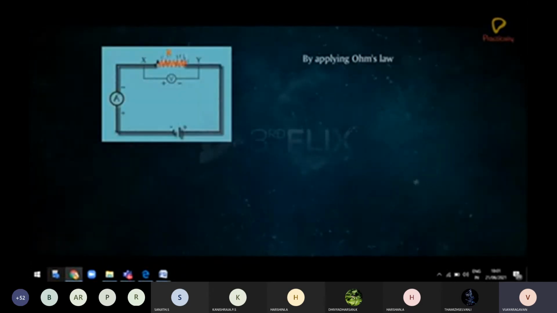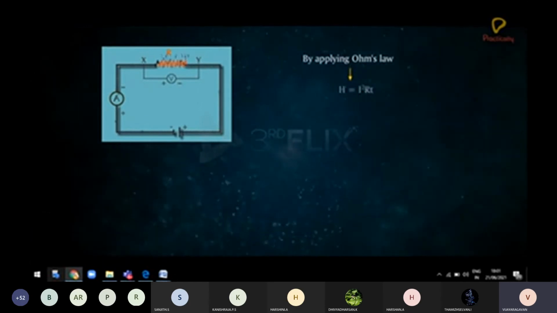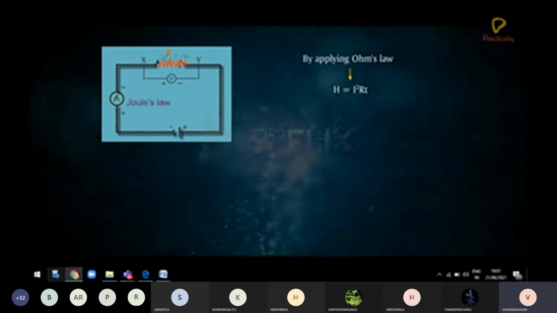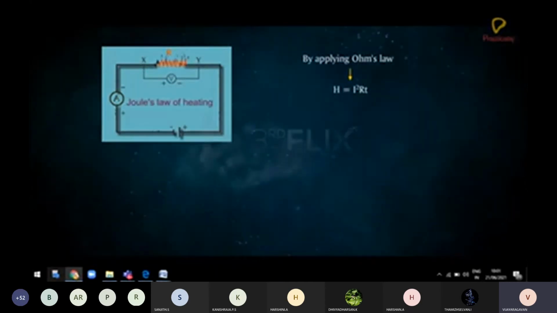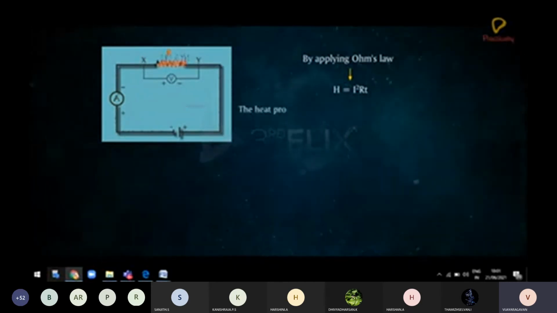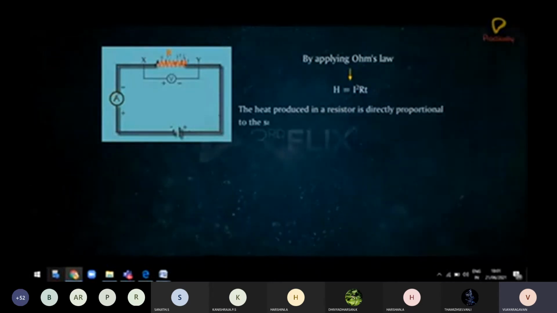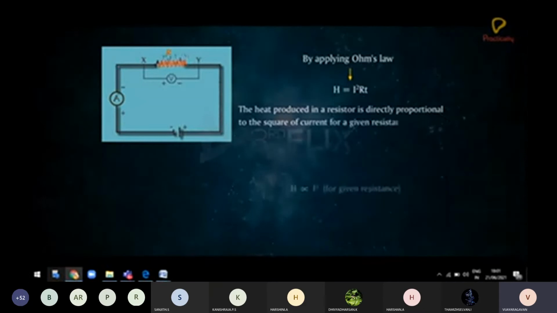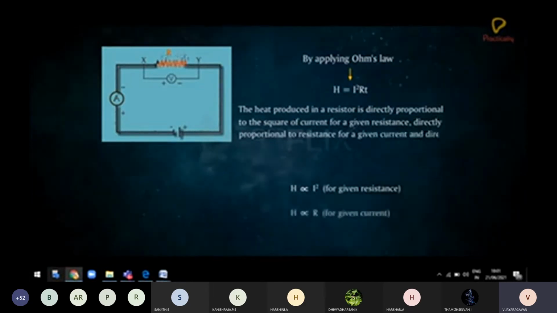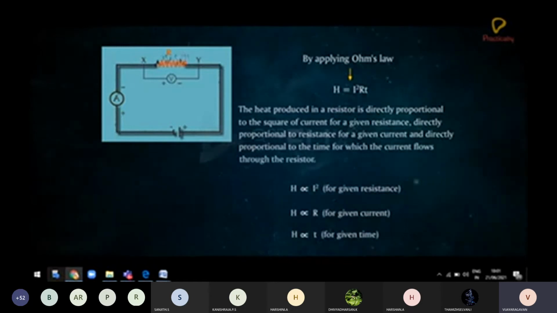By applying Ohm's law, we get H = I²Rt. This is known as Joule's law of heating. Joule's law of heating states that the heat produced in a resistor is directly proportional to the square of current for a given resistance, directly proportional to resistance for a given current, and directly proportional to the time for which the current flows through the resistor.